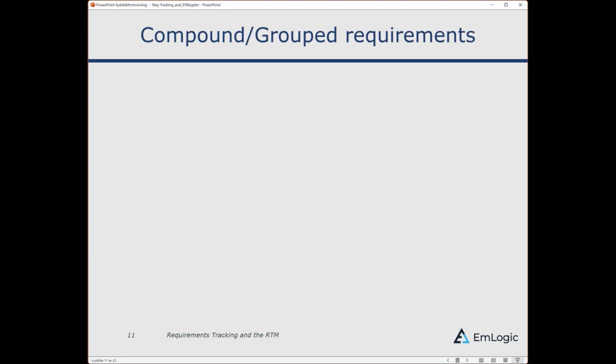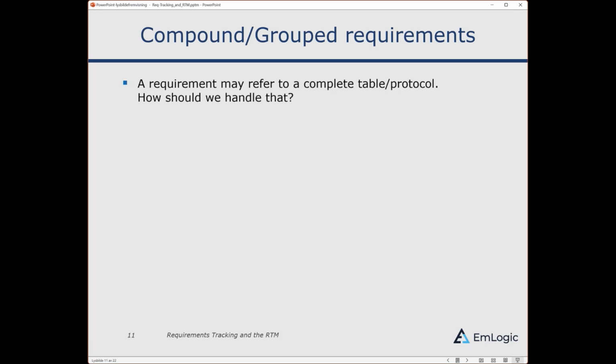What if I have compound or group requirements? I just briefly mentioned that previously. And so a requirement may refer to a complete table or protocol. And how should we handle that? So alternative one would be just to say that, well, we need to remember to check everything. And then we just tick it off. Yes, I think we remembered everything. But that's, of course, not a good approach. And it's totally not acceptable for safety.